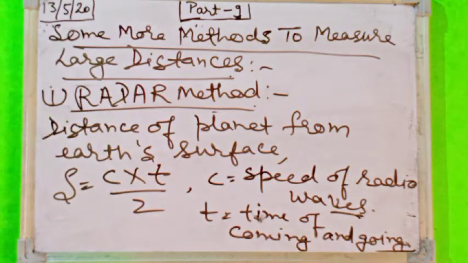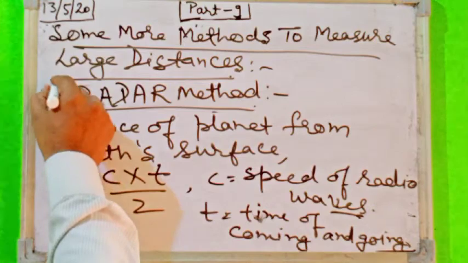Laser method is used for determining the distance of the moon because the moon is nearer to the surface of the earth and planets are far away from it. So radio waves are quite appropriate for measuring the distance of the planets, and laser is quite appropriate for measuring the distance of the moon from the surface of the earth. This is the second method, the radar method.